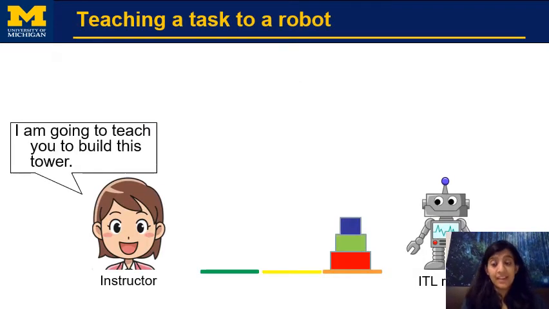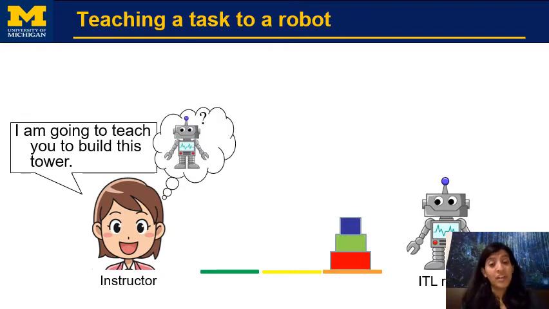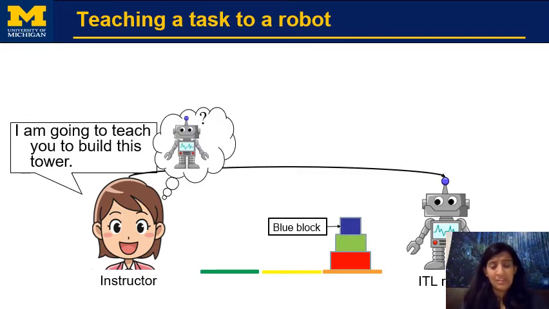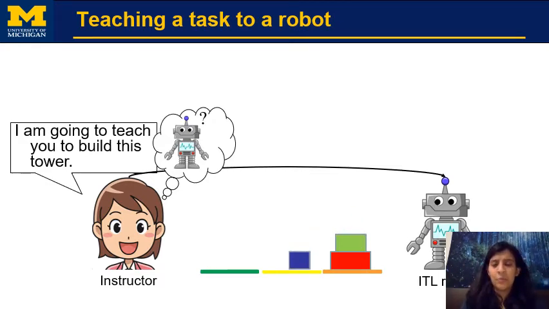In this case, the instructor would like to teach the robot to build this specific tower. For this, the instructor needs to figure out what the robot already knows. If it doesn't know important things like labels, they need to teach it labels for specific objects. And in some cases, they would even have to demonstrate actions that are required to be able to build this tower.